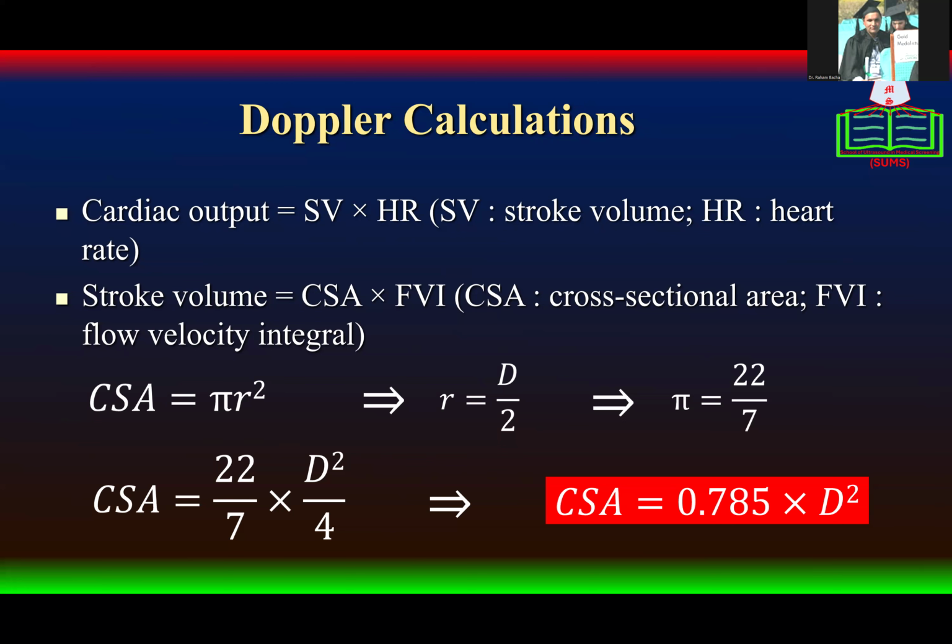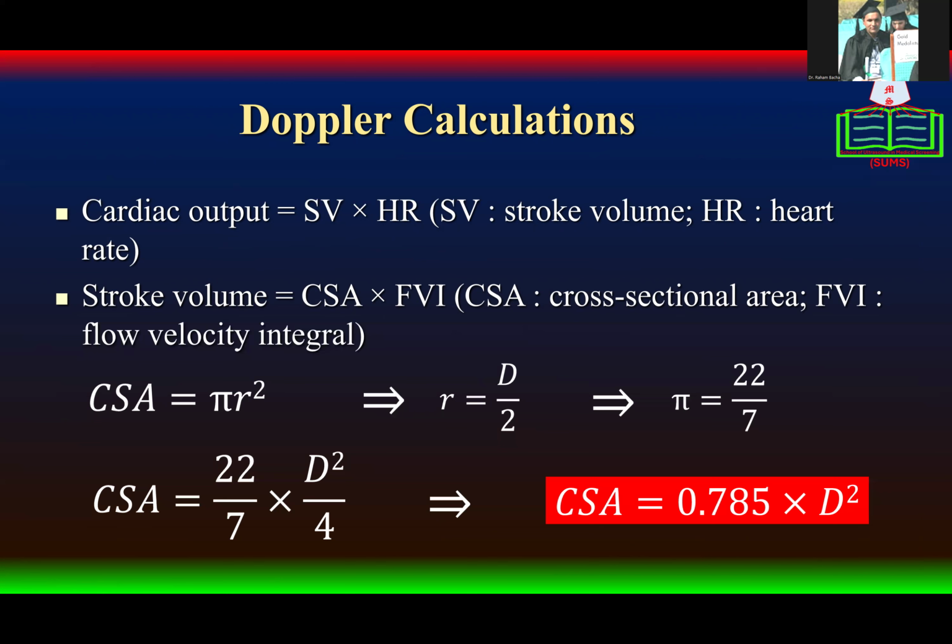If you know stroke volume and heart rate, then you can easily calculate the cardiac output. Stroke volume can be calculated by the cross-sectional area of the aorta multiplied by flow velocity integral. The cross-sectional area of the aorta is the area of a rounded structure, so I will use the most familiar formula, and that is pi r square.